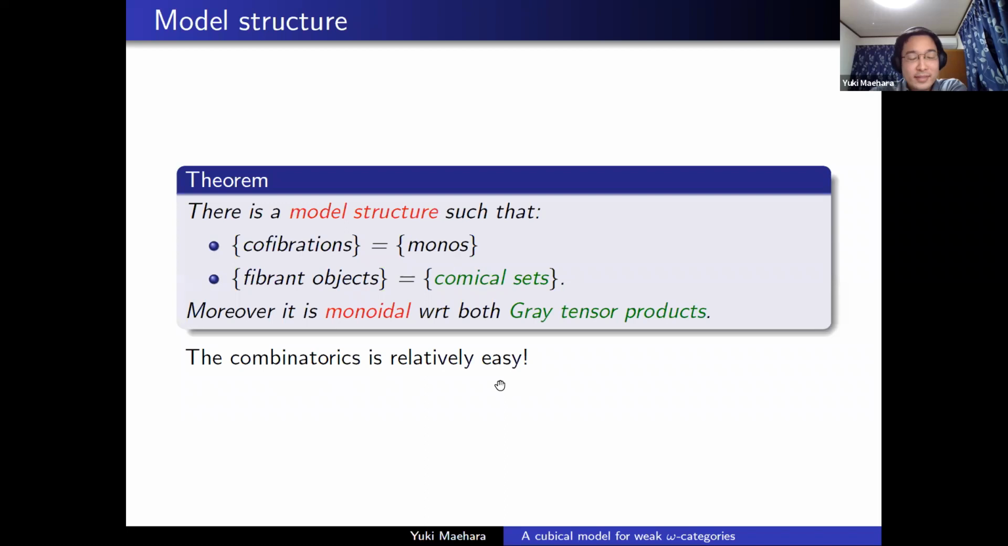I see Chris is laughing, but this is actually relatively easy, right? The maps that we have to show to be trivial cofibrations are just pushouts of generating trivial cofibrations. So there's no transfinite composition business. It's just a single pushout. So I insist that this is easy.